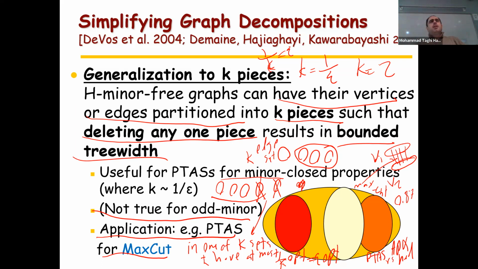And if I'm right, I think max cut you can solve exactly on planar graphs. But on H-minor free graphs, I think the PTAS is the best. You can check that, but yeah, for max cut you will use the edge version and you can actually get the problem solved.